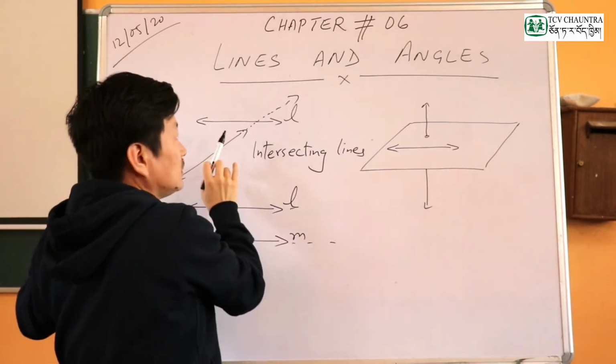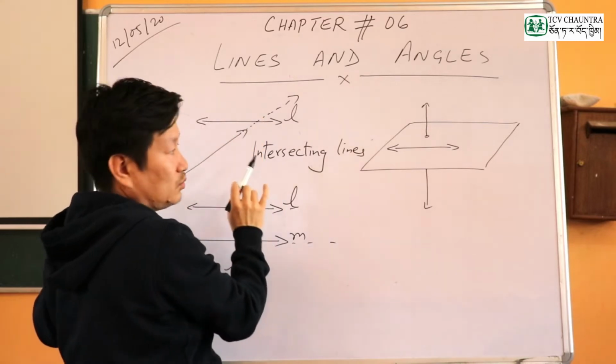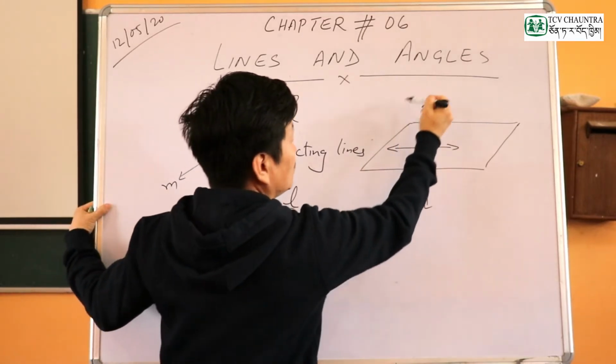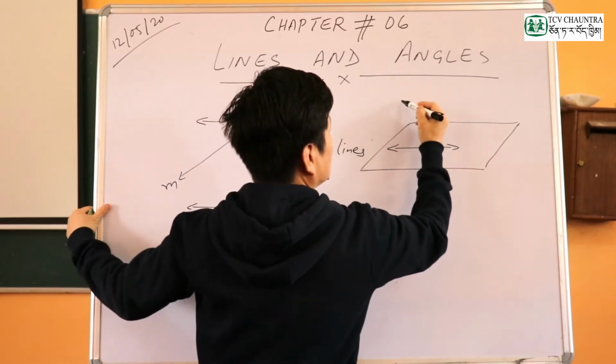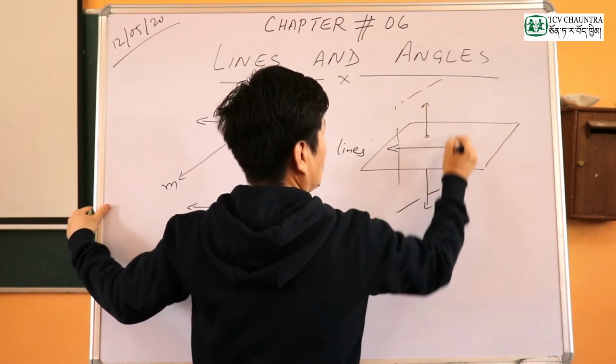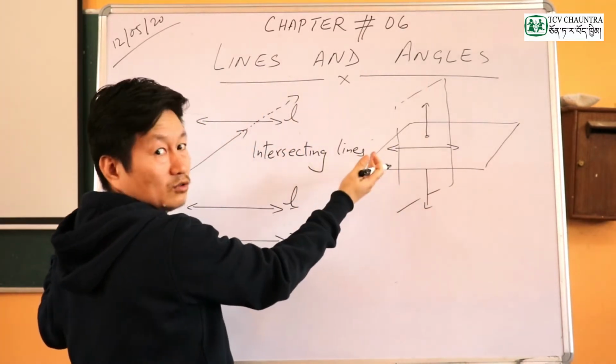So in a plane, we consider two cases: intersecting lines and parallel lines. The lines lie in a plane. The plane has a line, and the parallel and the intersecting cases are the ones to look at.